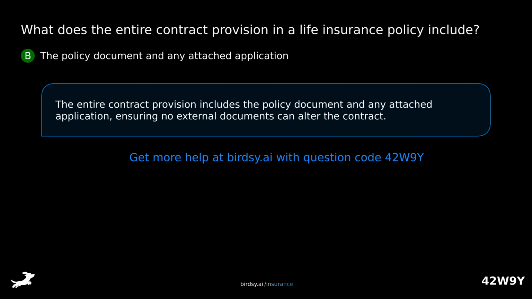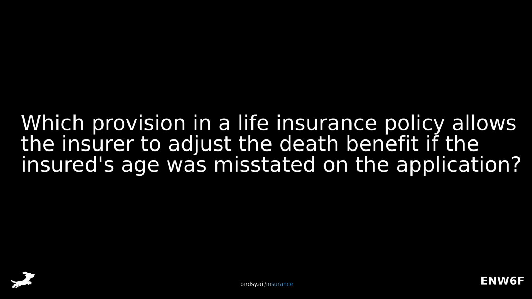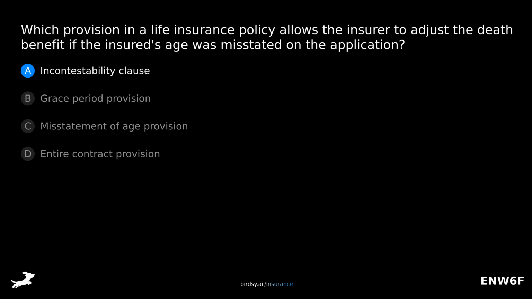The entire contract provision includes the policy document and any attached application, ensuring no external documents can alter the contract. Which provision in a life insurance policy allows the insurer to adjust the death benefit if the insured's age was misstated on the application? Is it A, incontestability clause? B, grace period provision? C, misstatement of age provision? Or D, entire contract provision? The answer is C, misstatement of age provision.